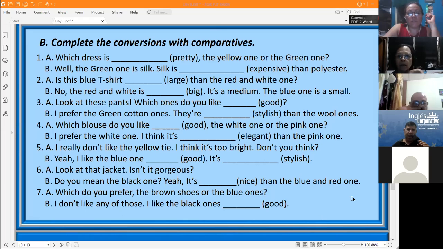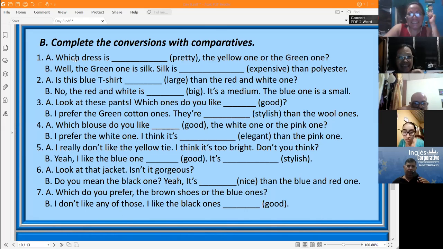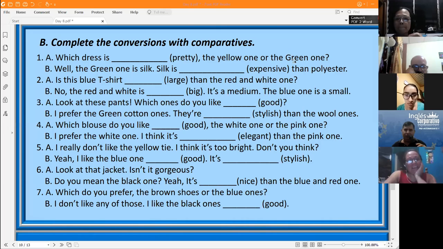Okay. The program makes it capital, but here it's not capital, okay? It is not a surname, it is the color. The program puts it in capital automatically. Sorry, okay, but it's not capital. Okay, thank you, teacher.